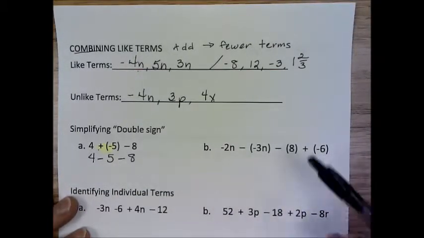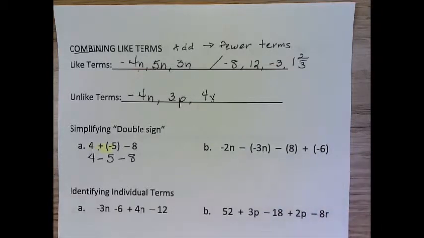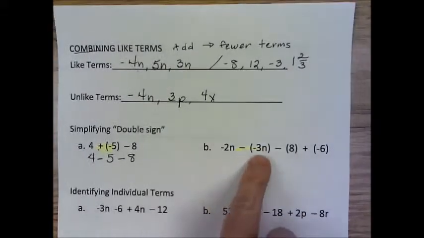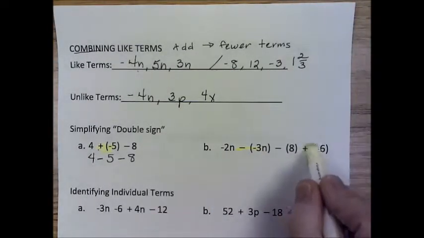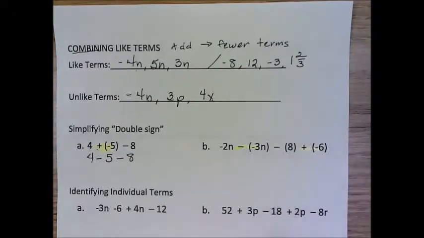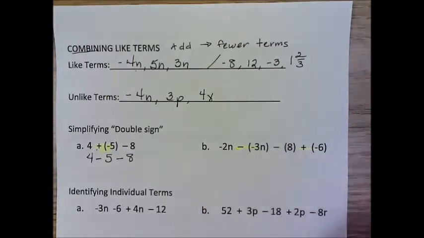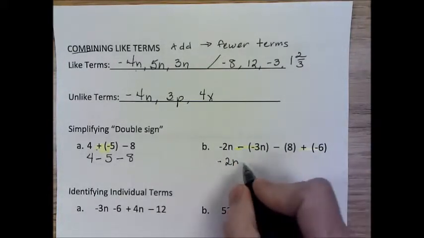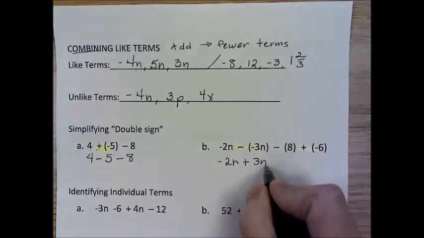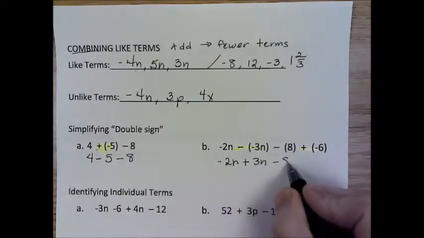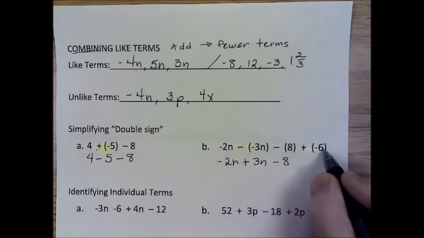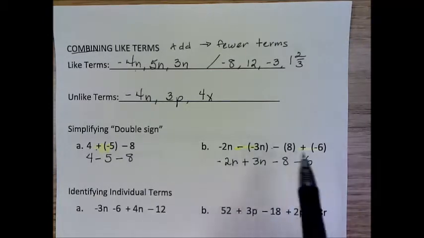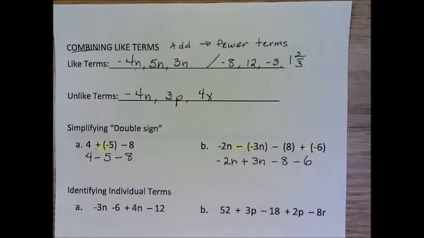Now in B, we do have some variables in here. So let's look at this. Where do we have double signs going on? Right here I'm subtracting a negative, and in here I'm adding a negative. So let's simplify that first. So -2 would just be -2. Subtracting a negative is the same as adding the positive. This is just -8. And adding a negative is the same as subtracting a positive. So we want to make sure that we get rid of those double signs and clean that up.